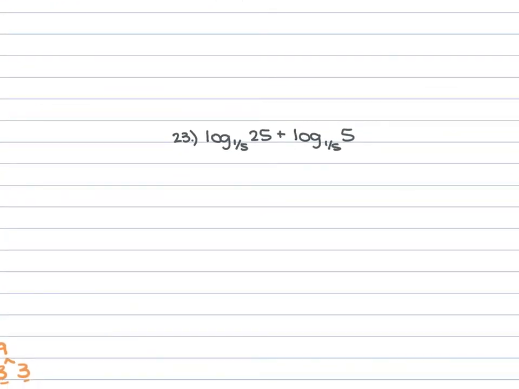For 23, we have log 1/5 of 25 plus log 1/5 of 5. So we're adding these, which means we're going to multiply the 25 and the 5. So log 1/5 of 25 times 5. This is going to give us log 1/5 of 125. So that's 125 to what power is 1 over 5.